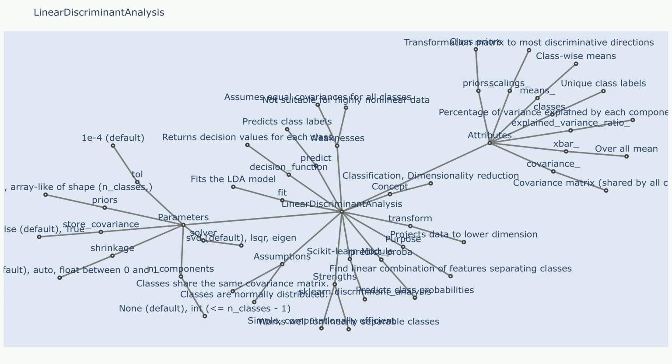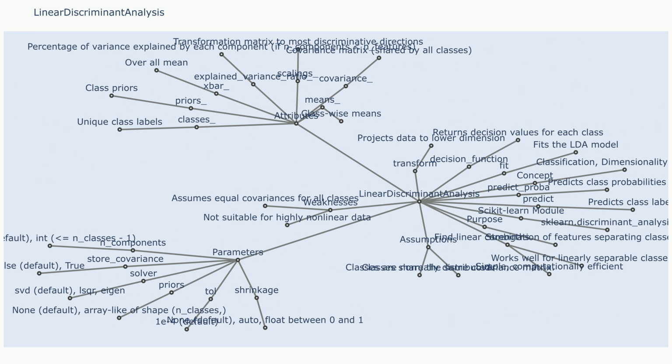n_components is the number of components to keep. By default, it keeps all components. Reducing the number of components can lead to dimensionality reduction. store_covariance determines whether to store the covariance matrix. Set to true if you need access to it later. tol is the tolerance for singular values, used for numerical stability. covariance_estimator is the function used to estimate the covariance matrix.